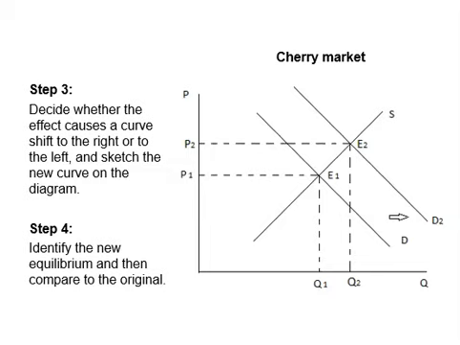Step 4. Identify the new equilibrium and then compare to the original. As you can see on the graph, the new demand curve D2 cuts the old supply curve at point E2. This is the new equilibrium in this cherry market. The new equilibrium price is P2, higher than P1. The new equilibrium quantity is Q2, higher than Q1. So when the price of oranges, which are substitutes for cherries, increases, demand for cherries increases as well. As a result, equilibrium price and equilibrium quantity for cherries increase.